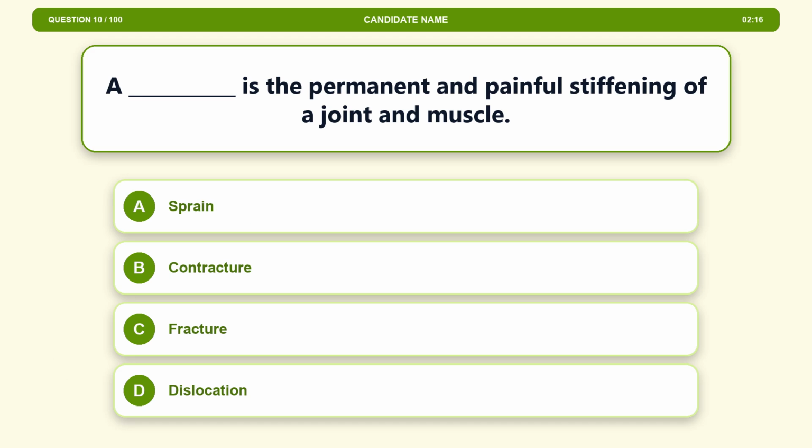Question 10. A blank is the permanent and painful stiffening of a joint and muscle. Option A, sprain. Option B, contracture. Option C, fracture. Option D, dislocation.